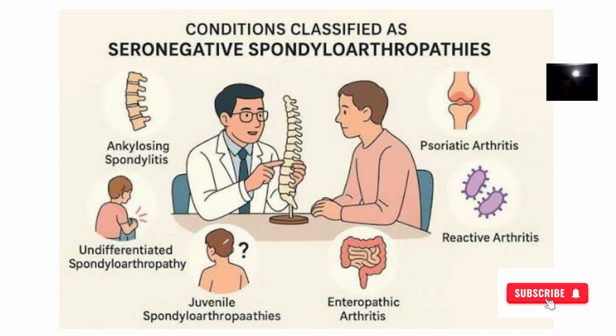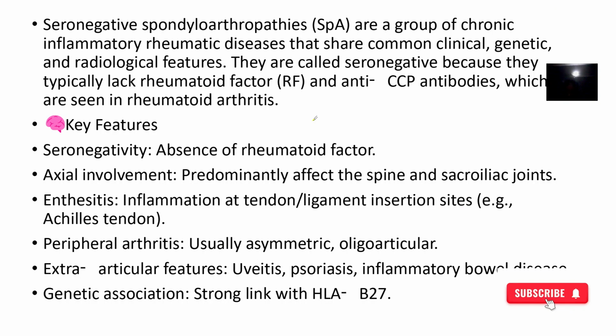So you see different types, right? They're actually a group of chronic inflammatory rheumatic diseases, and they share some common clinical, genetic, or radiological features. Do you understand? That's why we actually put them together. They are called seronegative because they typically lack the rheumatoid factor that is usually found in rheumatic diseases. So seronegativity means there's absence of rheumatoid factor.